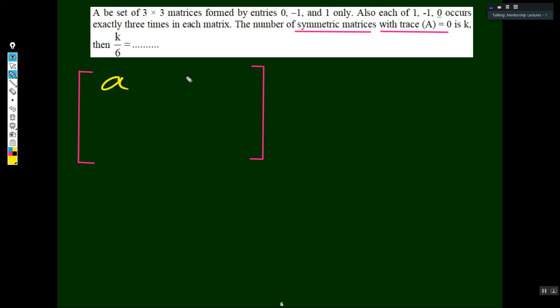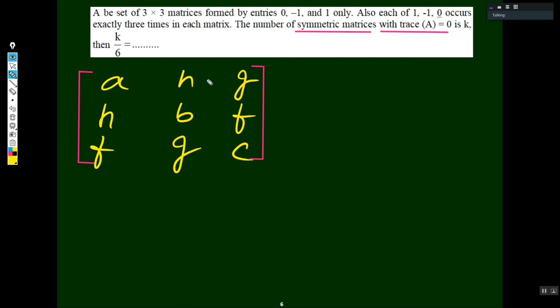A handsome guy, H, has beautiful fiancée, F, and G here, gone for cinema. Dhananjay, you remember it well because there is a guy Dhananjay here. A handsome guy has beautiful fiancée, gone for cinema. This G belongs to Dhananjay.